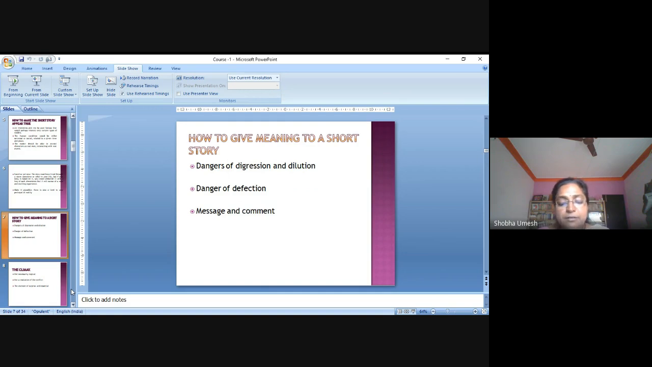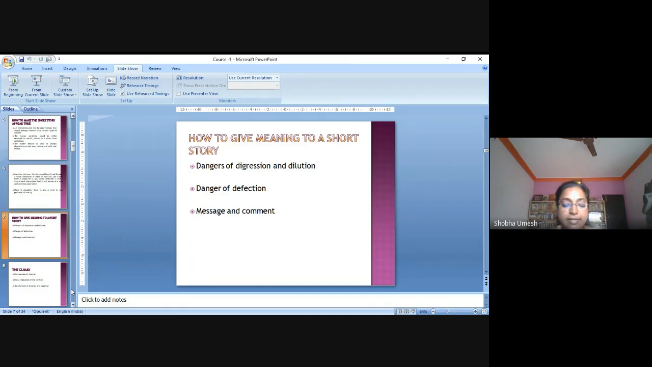What happens here is that we tend to forget that what we are writing is a short story and not a novel. It should not exceed its limit. It should be within the framework of the short story. If more sequences are incorporated, the characters and events must be bound within a short story. It should not exceed its limitation. If it exceeds, it becomes dilution.